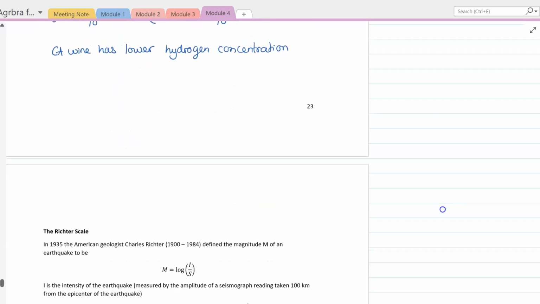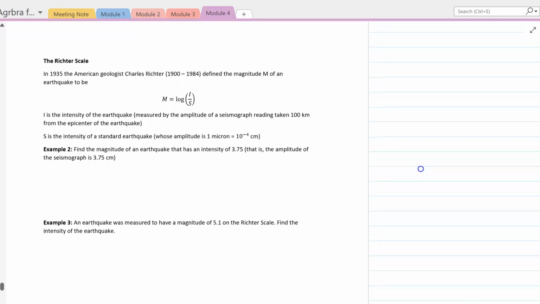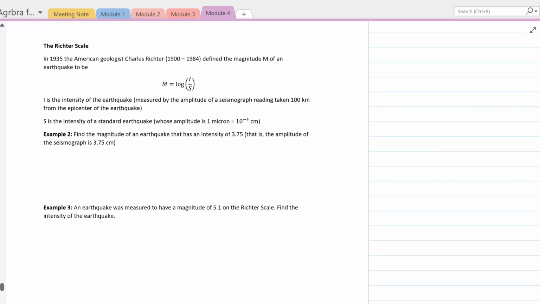Let's move to the next problem. I'll talk about the earthquake scale. In 1935, the American seismologist Charles Richter defined the magnitude M of an earthquake to be M equals log of I divided by S, where I is the intensity of the earthquake measured by the amplitude of a seismogram reading taken 100 km from the epicenter. S is the intensity of a standard earthquake whose amplitude is 1 micron, that is 10 to the negative 4 centimeters.